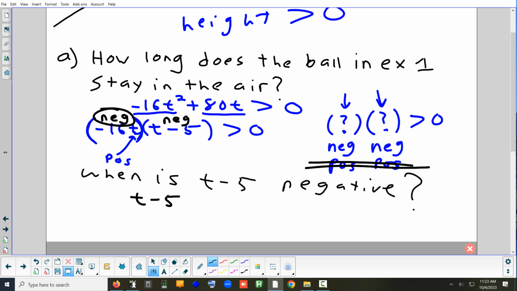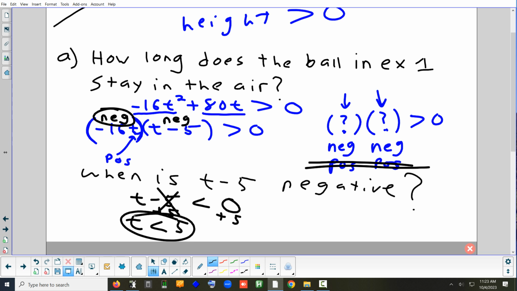When is t minus 5 negative? When does it come out less than 0? How would we solve that? Plus 5. Plus 5. So we get t is less than what? 5. Which means the ball is in the air basically for how long?